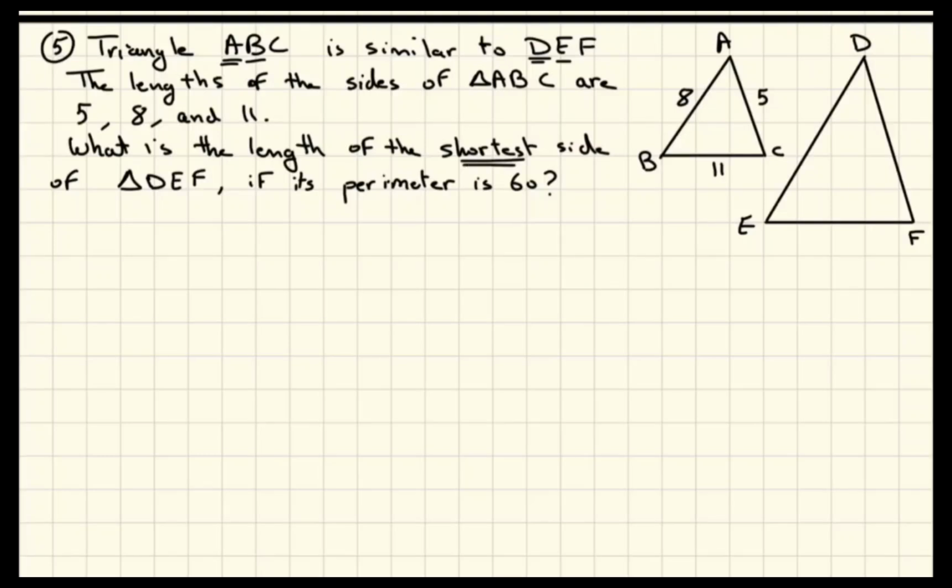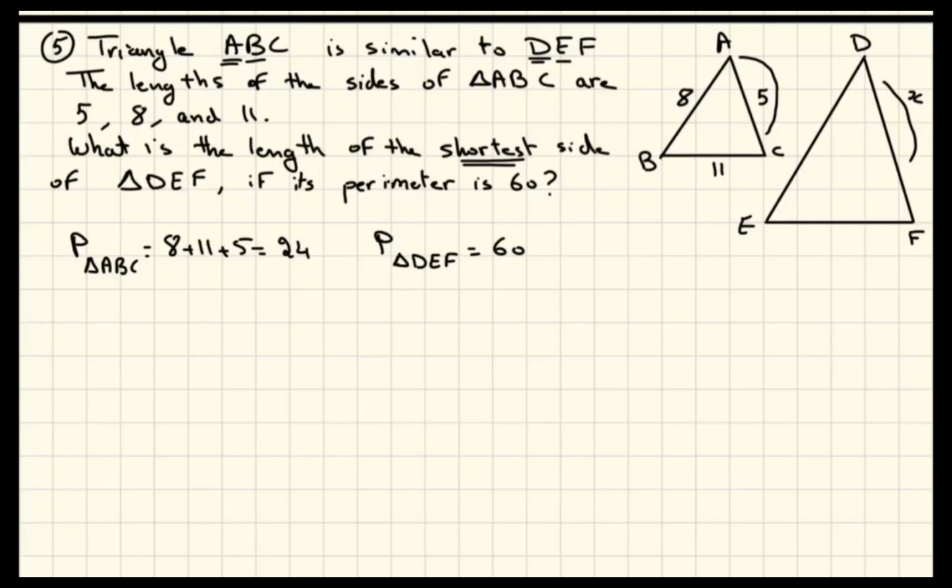They're asking you about the shortest side. So if I take AC to be the shortest, then DF will be the shortest. I'm going to denote it by X. I'm looking for that, right? Now, they told you the perimeter of triangle DEF is 60. Let's check what is the perimeter of triangle ABC. I have all three sides, so simply add, and you'll get 24.